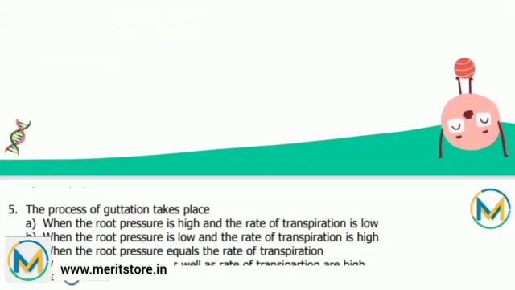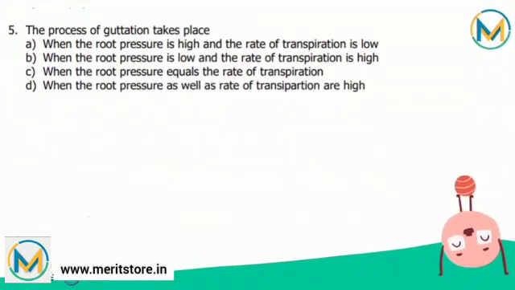Looking towards the last question, that is, the process of guttation takes place. So the process of exudation of liquid drops from the edges of leaves is called guttation. Usually it occurs through stomata-like pores called hydathodes. It is this process by which fully turgid plants remove extra water. The cause of guttation is mainly root pressure. When the root pressure is high and the rate of transpiration is low, guttation takes place.